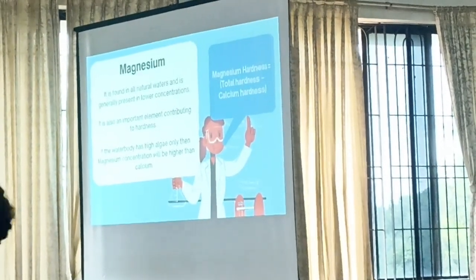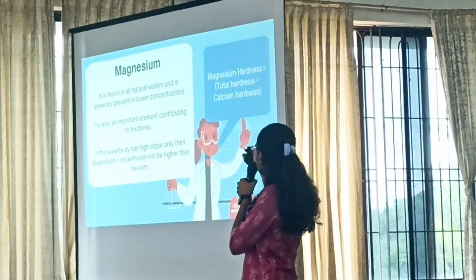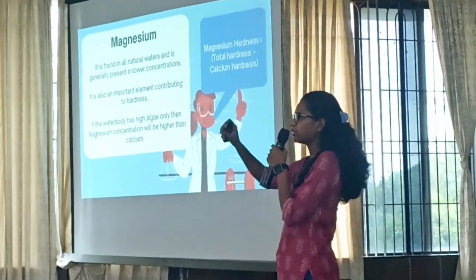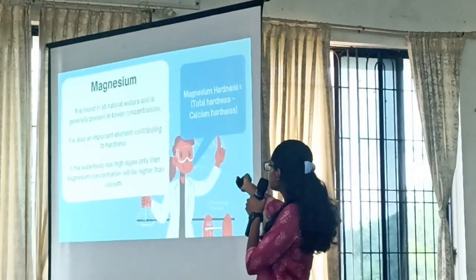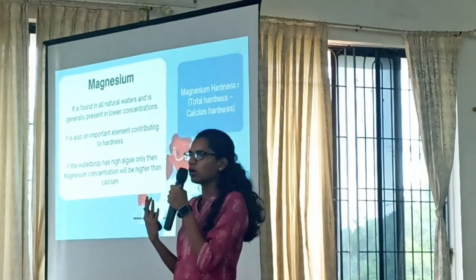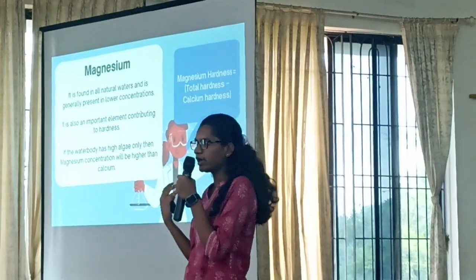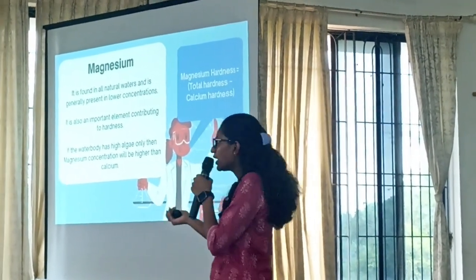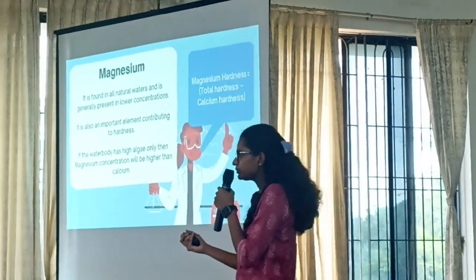So the next is magnesium ions. So to estimate this, there is a formula that is shown here. I will take the calcium ion value that I have got and subtract it from the total hardness value. So that gives me magnesium ions. Usually when we do the analysis, calcium ion concentration will be higher. But for our samples, if our magnesium ion concentration is higher, that is because of the presence of high algae in our water sample.